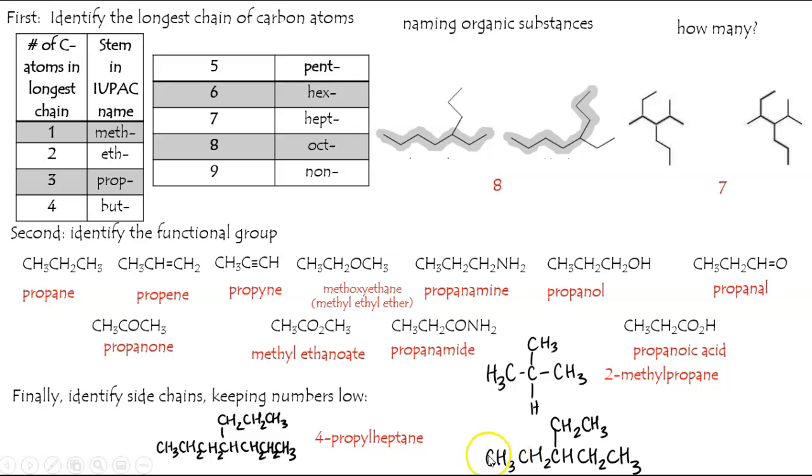Here, longest carbon-carbon chain. Try to name this one completely. 1, 2, 3, 4, 5. I get 3-ethylpentane. Do you get the same thing? Good. That's a little bit about naming organic substances.